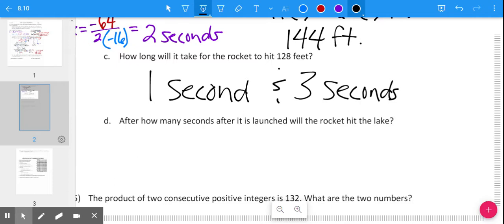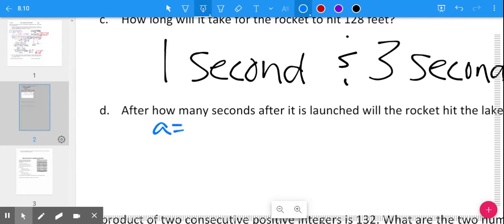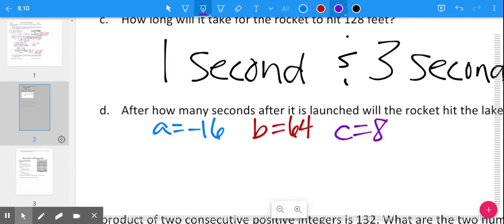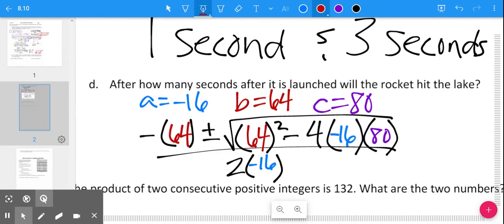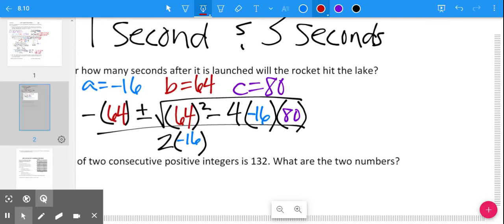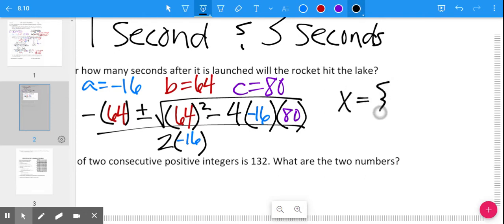So the lake is going to be your x-axis, so we're using the quadratic formula. So again, we have an a value that is negative 16, a b value that is 64, and a c value that is 80. So we plug it in. And when you plug that into the calculator, you get 2 different answers. So when you do your addition, you end up with x equals negative 1. And when you do subtraction, you end up with x equals 5. So after how many seconds will the rocket hit the lake? 5 seconds.